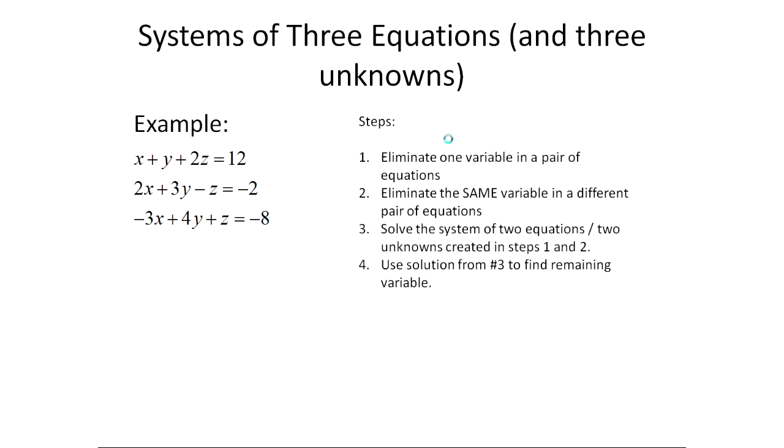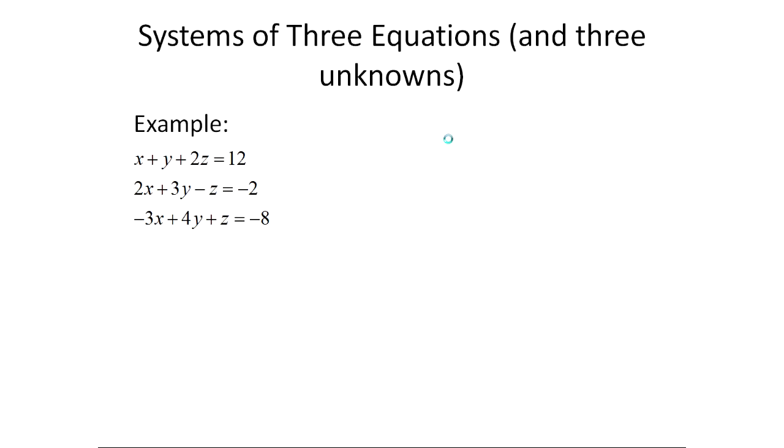Then we'll have that system to solve, and once we solve that system of equations, we'll have an answer for 2 of the variables. Once we know 2 of the variables, we can go back to one of the other equations and get the remaining variable. So let's go through and actually do this with this given system.